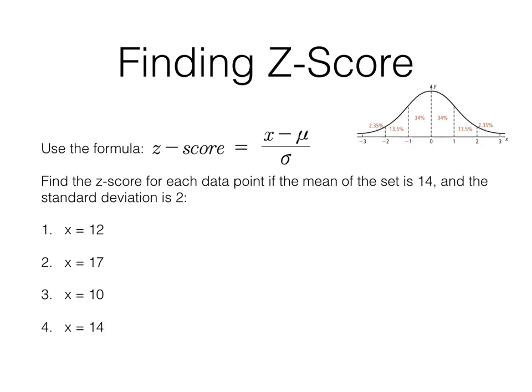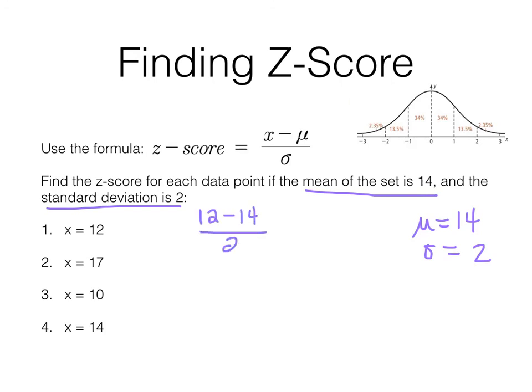So if I want to find a z-score for each of these data points, if the mean of the set is 14 and the standard deviation is 2, in other words, mu equals 14 and sigma equals 2, I would plug it right into this formula up here. My data value minus the mean divided by the standard deviation. In this case, -2/2, which equals -1. So that means that a data value of 12 is found right about here on the normal distribution.